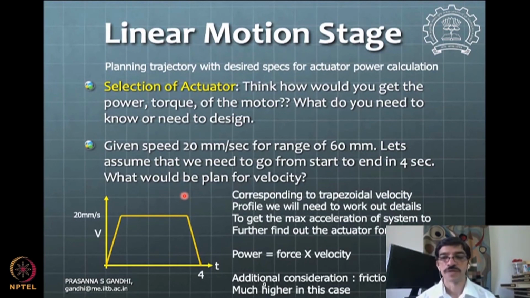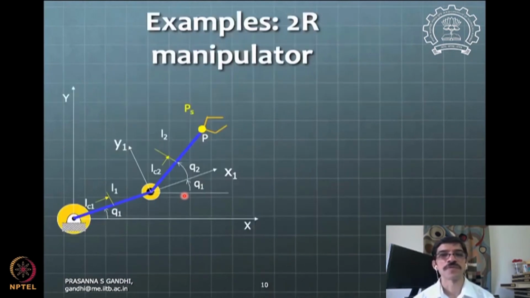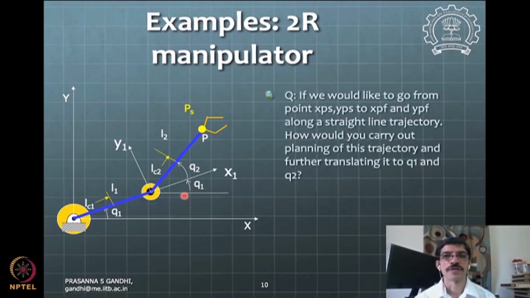and actuators. So now let us see this with the example of the 2R manipulator a little bit more, because there are some variations that will happen here, because the kinematic relationships will be different. Okay, so we'll talk briefly about that, and then we'll close this chapter. Okay, so now this is a 2R manipulator that you have done modeling for. Okay, and if this is a problem that is given to you, that we would like to go from a starting point PS to some end point PF along a straight line trajectory.